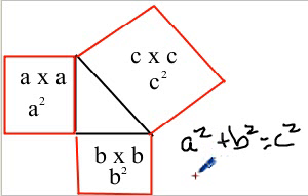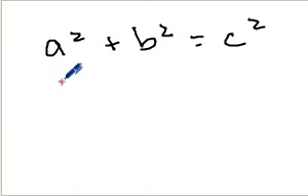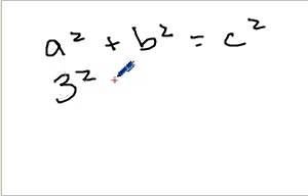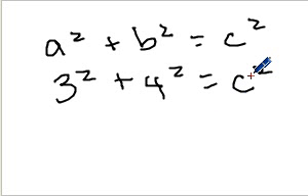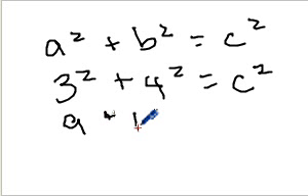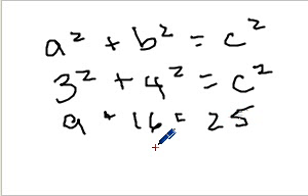So for example, if the side length of A is 3, then 3 squared will be that. And if the side length of B is 4, we'll try to determine what the side length C is. So 3 squared, 3 times 3 is 9, plus 4 times 4 is 16, equals 25. So we know that C squared is equal to 25.